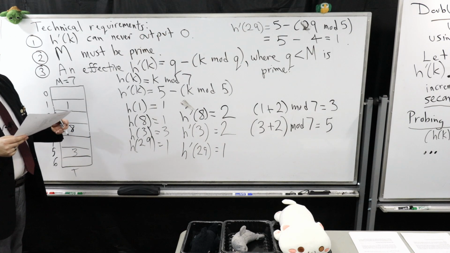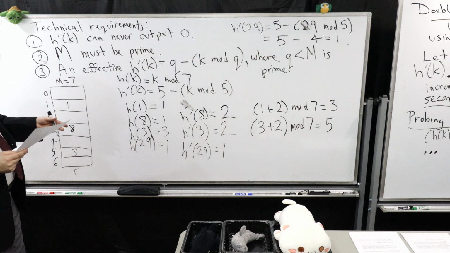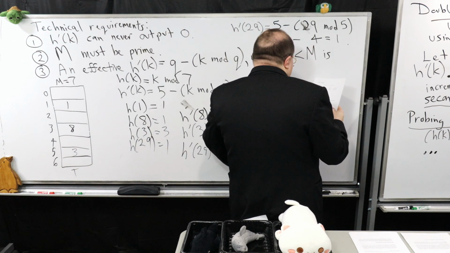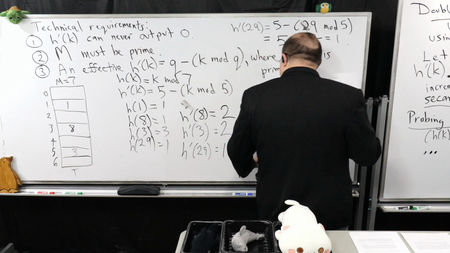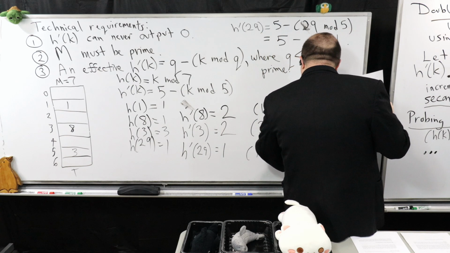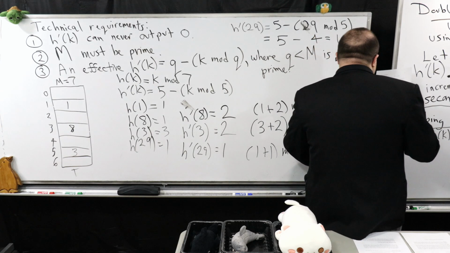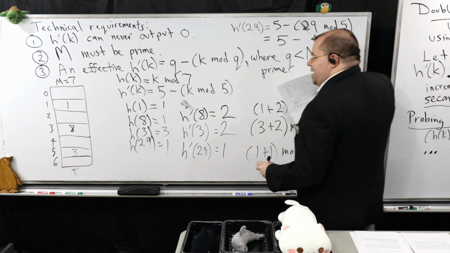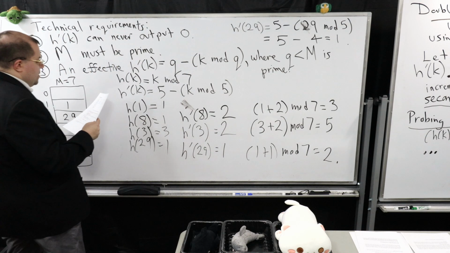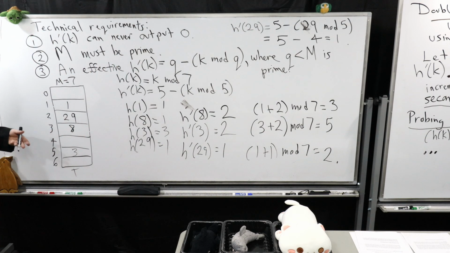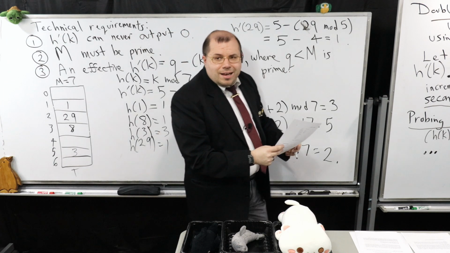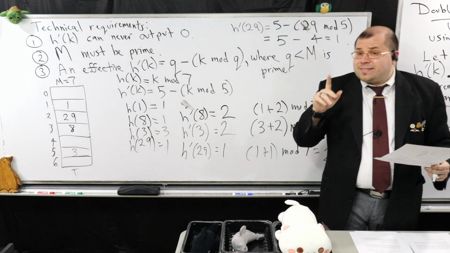And now, all I do is I started in position 1. And now I'm just going to take 1 plus 1, because that's what h prime of 29 is, mod 7, which is going to be equal to 2. And you see right here, I can just put it right there. So this is just an example of me showing you how the probing sequence gets applied. It's a little bit more involved, but it's the exact same principle.